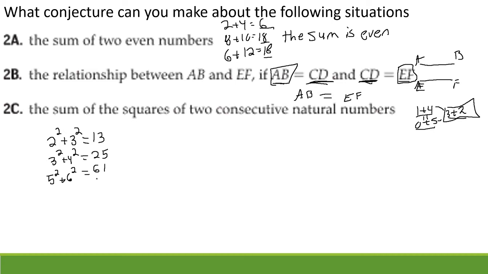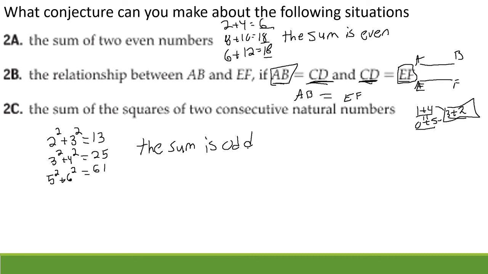So what can we conclude about these? Well, from our sums here, it looks like these are all going to be odd. So one thing you might say is that the sum is odd. So the sum of the squares of two consecutive natural numbers is an odd number. That could be one conjecture you could make.